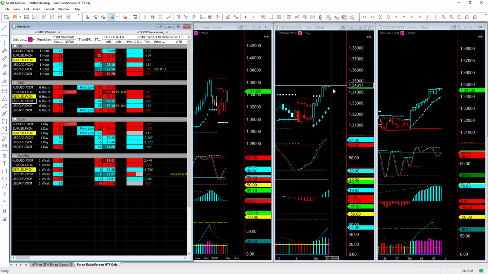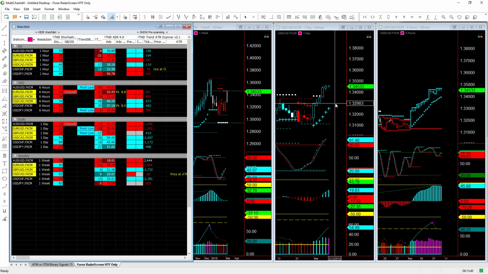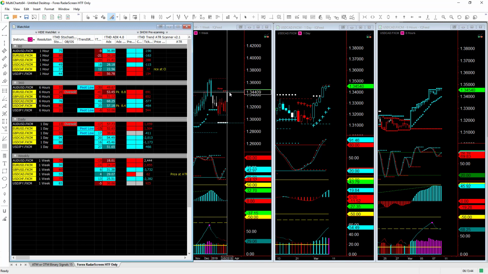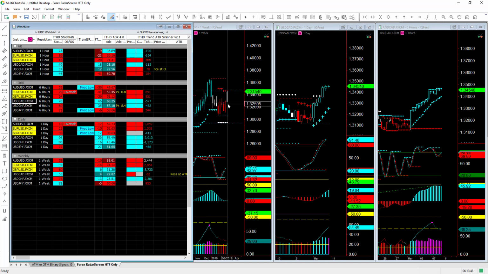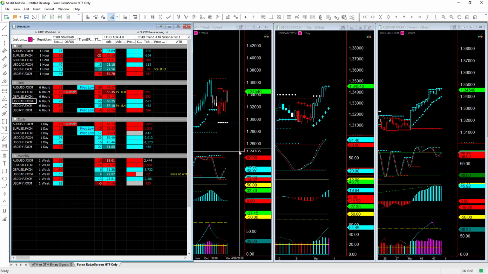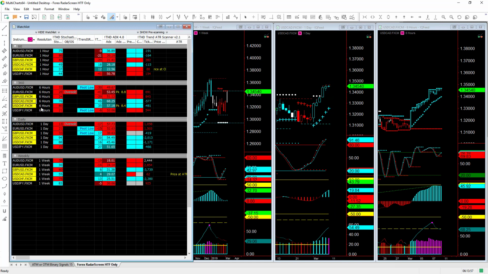If it does, it may come back down to this ATR. I actually think about 3,300 is where it's going to end up. And notice that we're at the ATR on the weekly as well. So the USD CAD does have their unemployment rate this morning, so that could push this down.